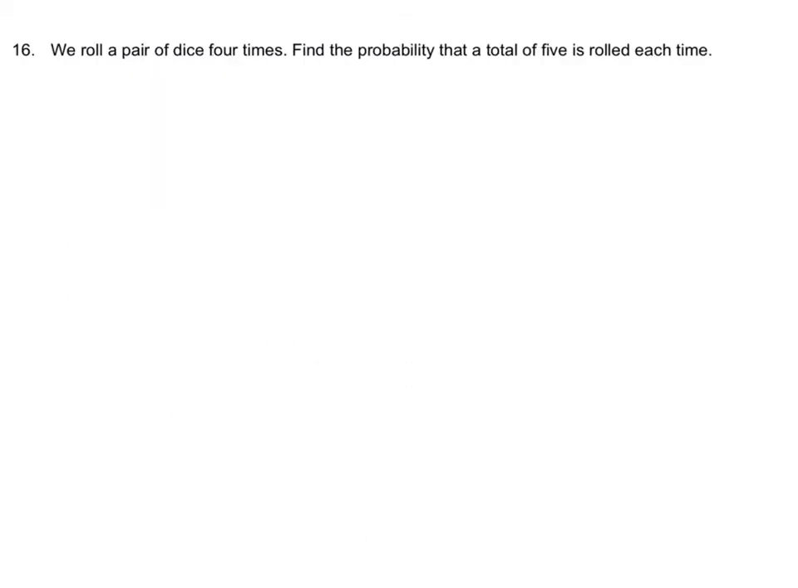We roll a pair of dice 4 times. Find the probability that a total of 5 is rolled each time. We're going to use the concept of the fundamental counting principle learned in Unit 5 of the course to solve this problem. But instead of multiplying the number of tasks together, we're going to multiply the probabilities of each task together.